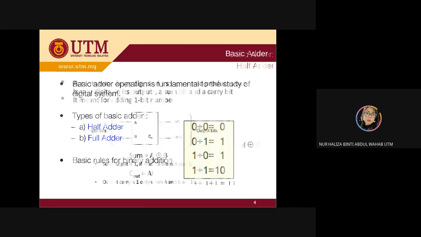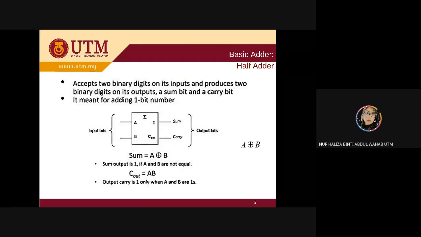So let's take a look into first things on our half adder. For half adder, it accepts two binary digits on the input. So you know, okay, I have two inputs and produce two digits of output. Okay, you have two output with the name of sum and carry.